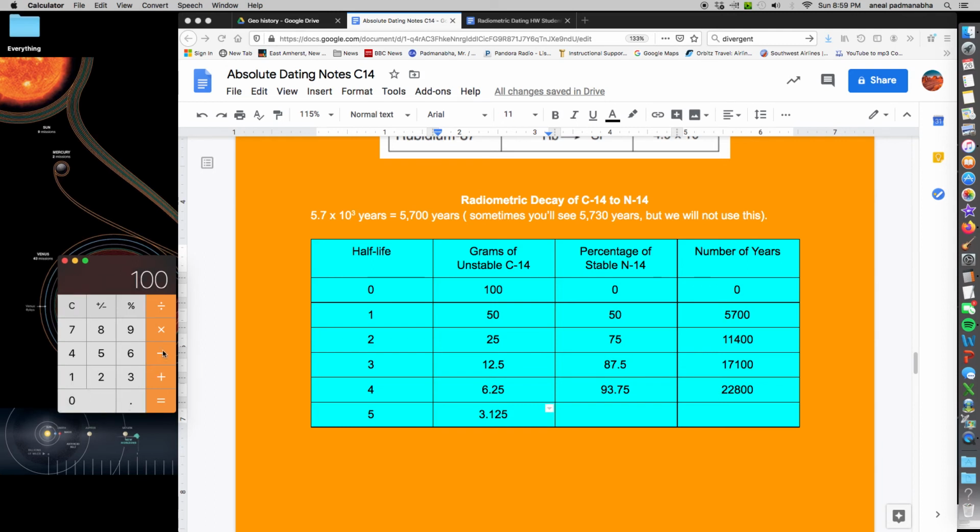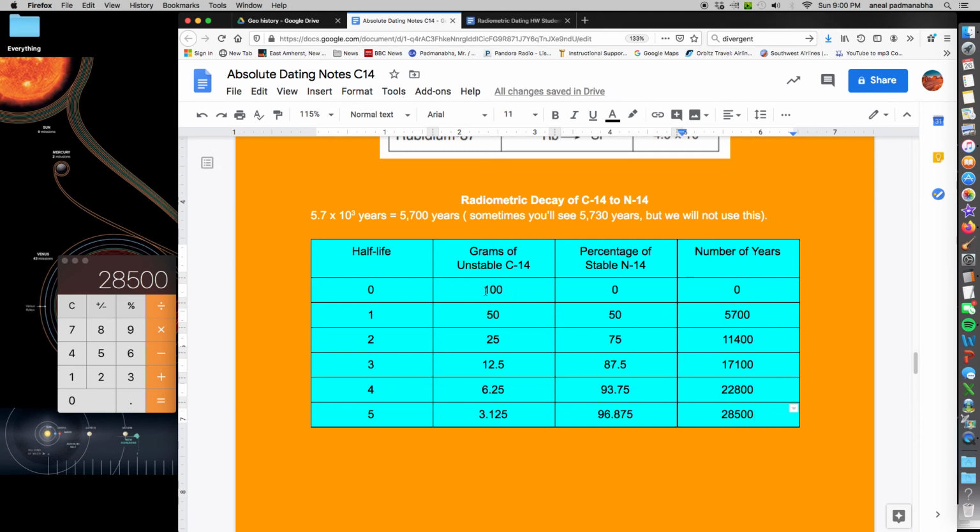We take 100, subtract 3.125, and that means 96.875 grams in this particular sample is going to be nitrogen-14. How long did that take? Well, here we have 5 half-lives. I'm going to save everyone the trouble. If we do 5,700 times 5, we're going to get 28,500 years, so the sample is 28,500 years old.